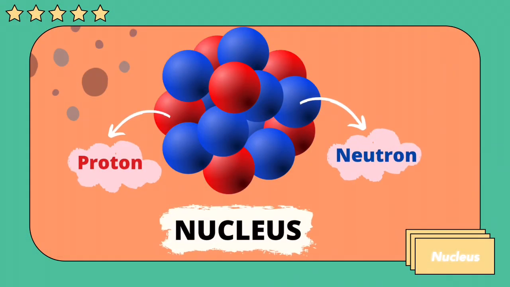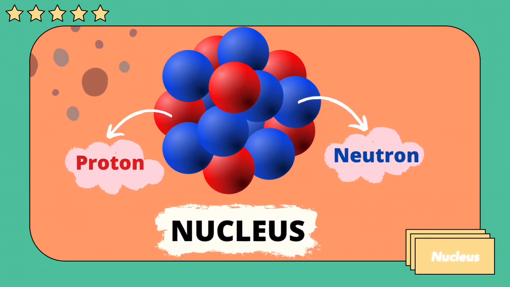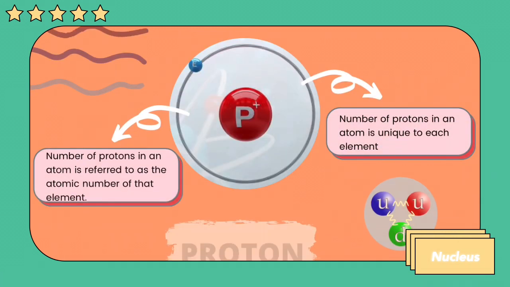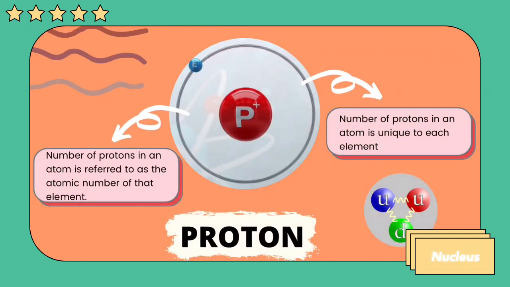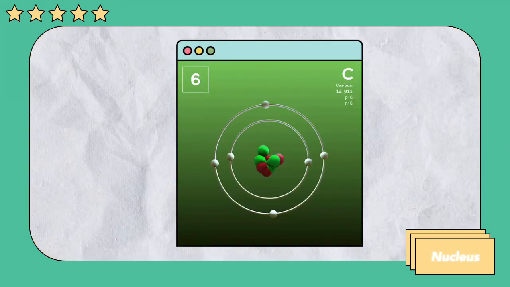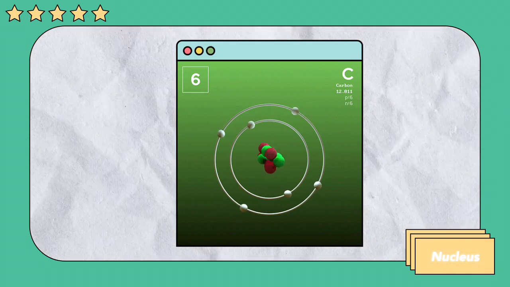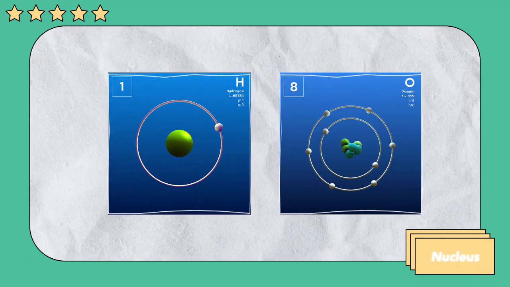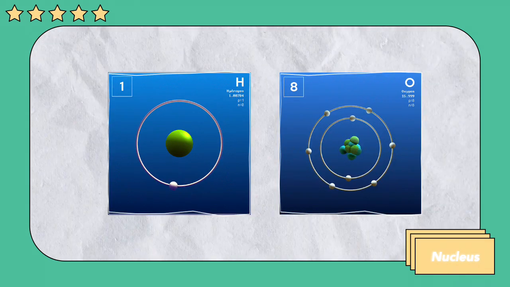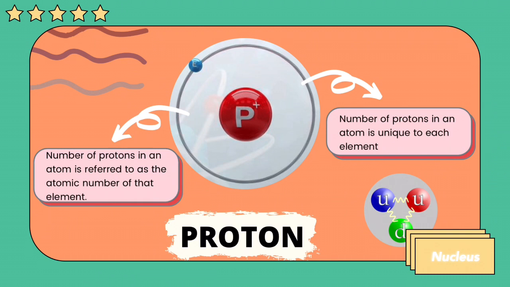As we know, a nucleus is made up of protons and neutrons. Let's talk about these two subatomic particles. Protons are positively charged particles. The number of protons in an atom is unique to each element. For example, carbon atoms have 6 protons, hydrogen atoms have 1, and oxygen atoms have 8. The number of protons in an atom is referred to as the atomic number of that element.